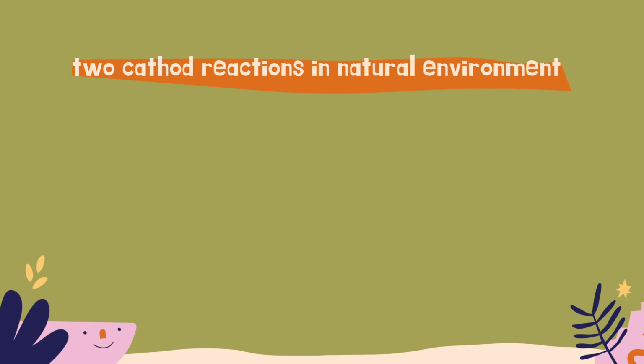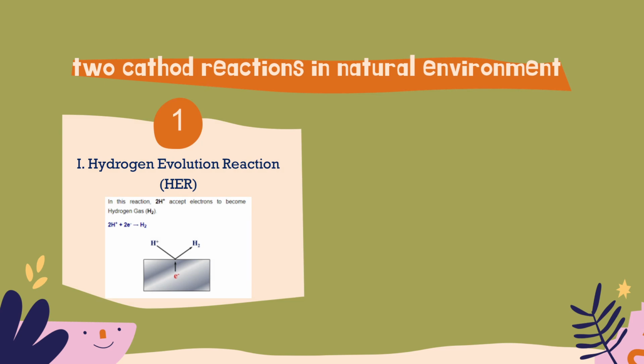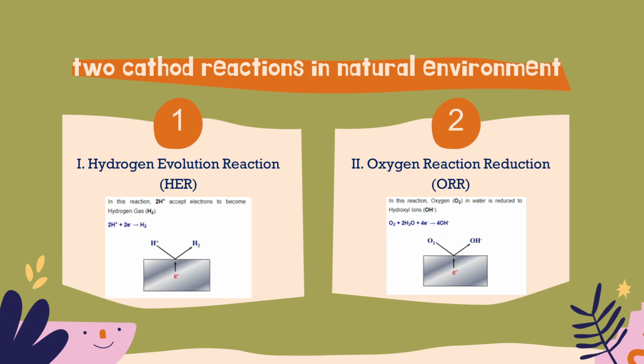There are two cathodic reactions in the natural environment. One is the hydrogen evolution reaction, or the HER, wherein in this reaction, 2H+ accepts electrons to become hydrogen gas. The other one is the oxygen reduction reaction, or the ORR, wherein oxygen in water is reduced to form hydroxyl ions.